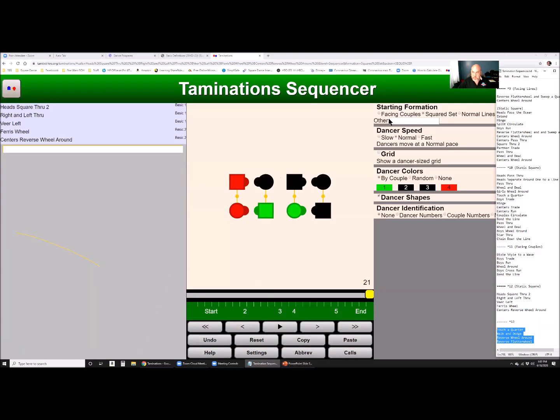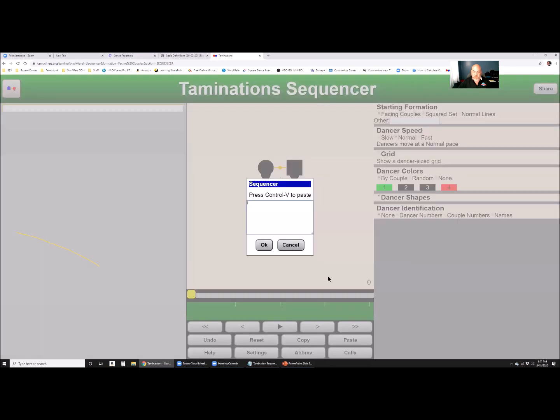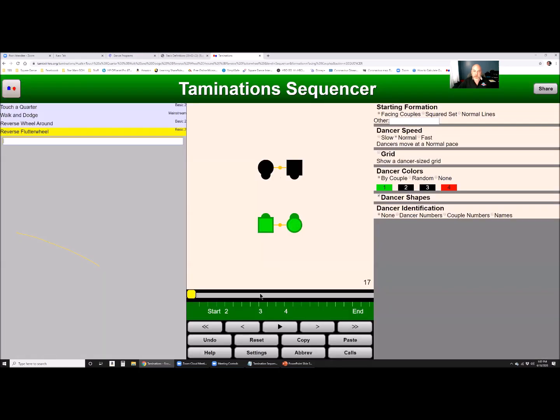But let's go with facing couples for now, just so it's faster and you can see it. So from here, we're going to touch a quarter, walk and dodge, reverse wheel around, the boy goes forward. And then again, in this case, a reverse flutter wheel is nice flow. It brings them right back in. And the hard part here is 2-2. The reverse flutter, reverse wheel around is tough, which is why I worked it someplace else.